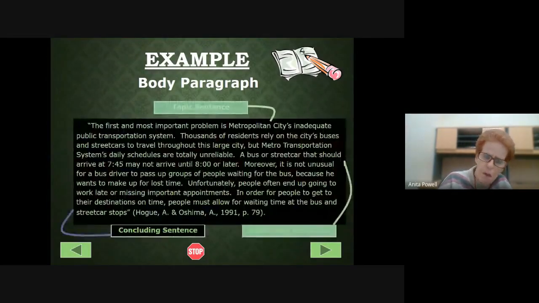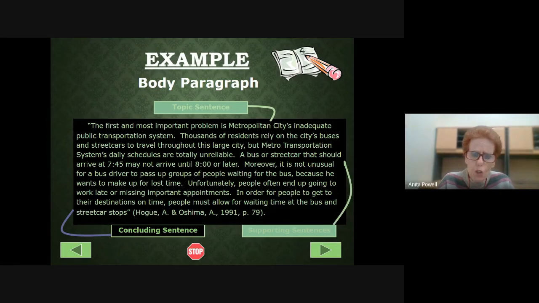Here's an example of a body paragraph. The first and most important problem in metropolitan cities, inadequate public transportation system. Thousands of residents rely on the city's buses and streetcars to travel throughout the large city. But metro transportation systems, daily schedules are totally unreliable. A bus or streetcar that should arrive at 7:45 may not arrive until 8 or later.